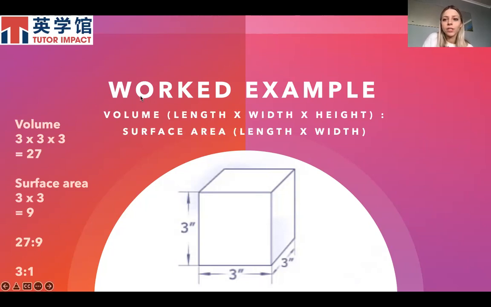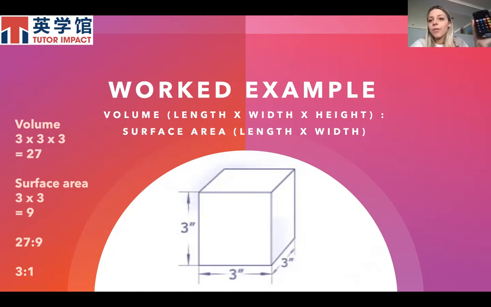We have the volume, which is the length times the width times the height, and we have the surface area, which is the length times the width. And you make this into a ratio. So starting with the volume, I'm going to get my calculator out so I can do this with you. So I have a blank calculator here. The first step is to work out the volume. So for this calculation, we need the length times the width times the height. And we have all three of these figures in the diagram here.